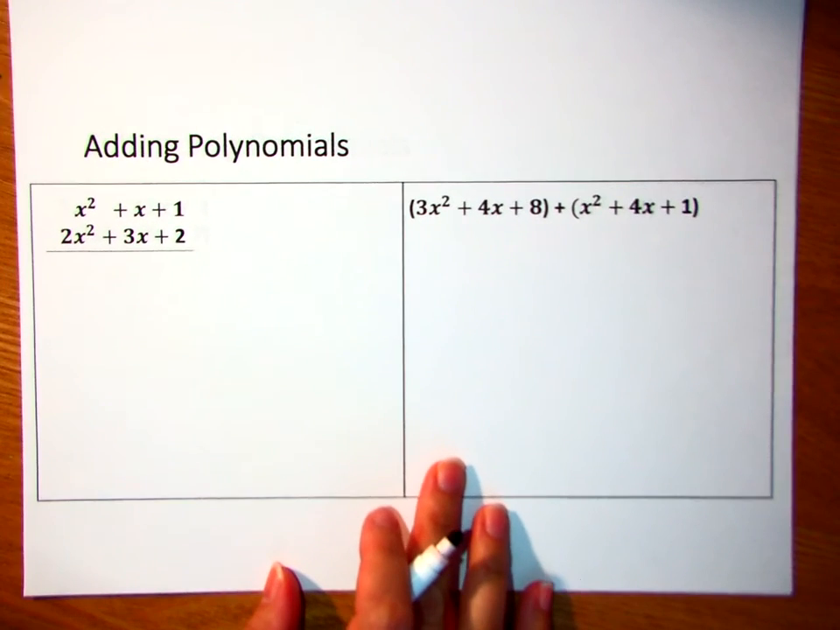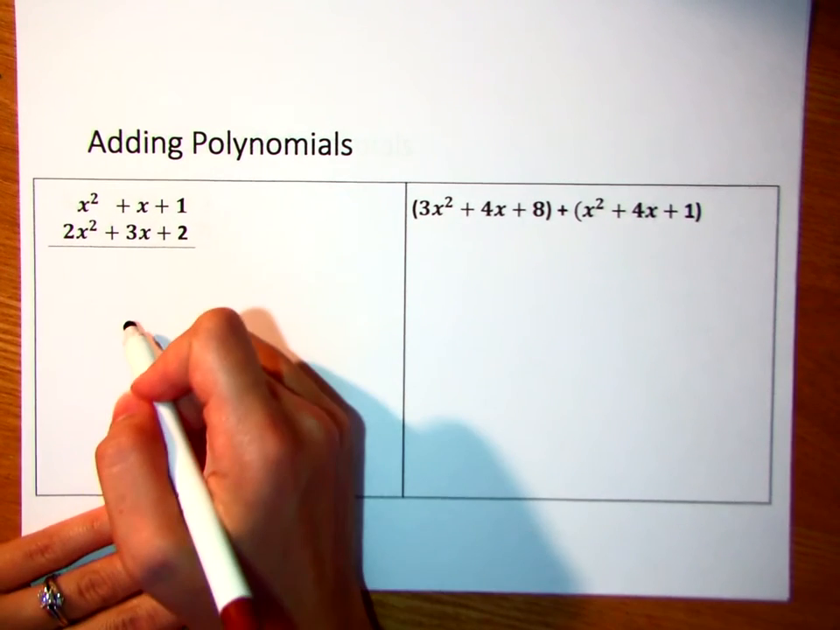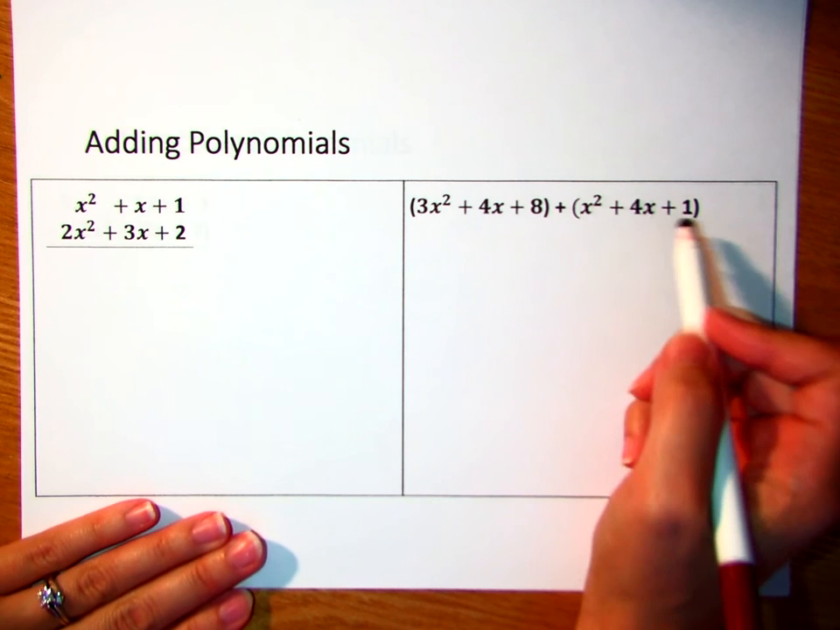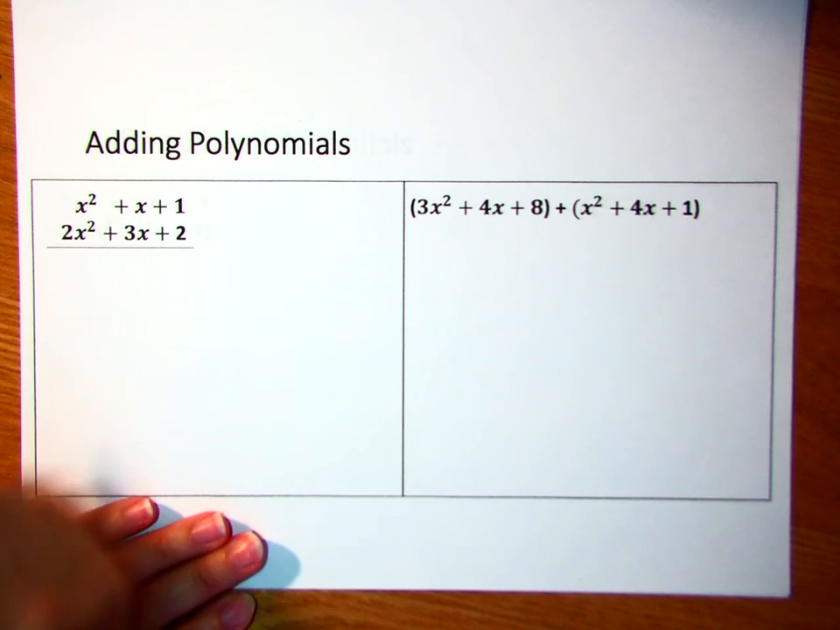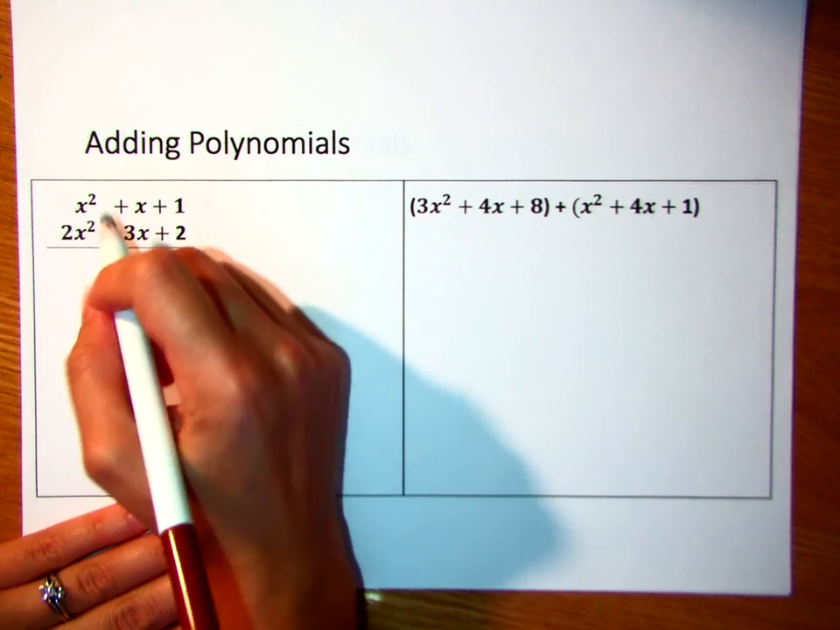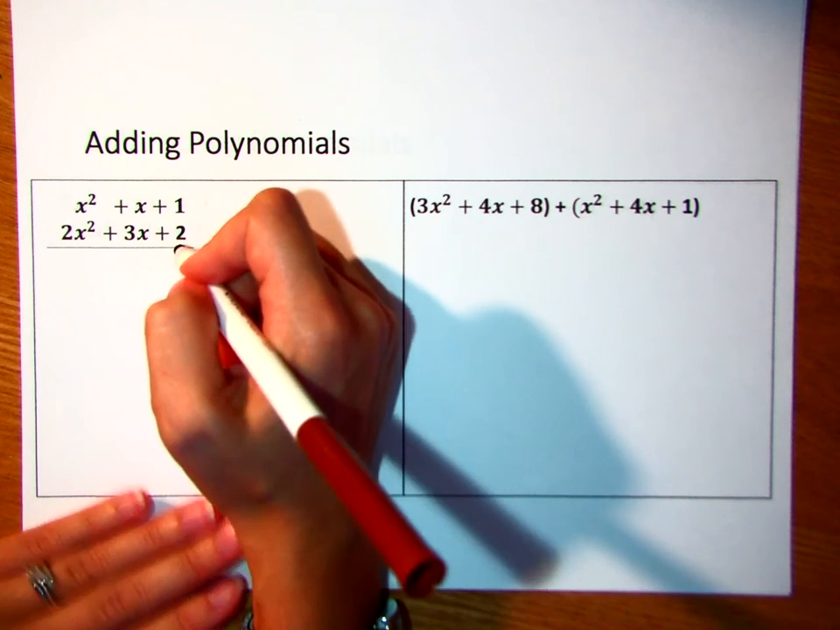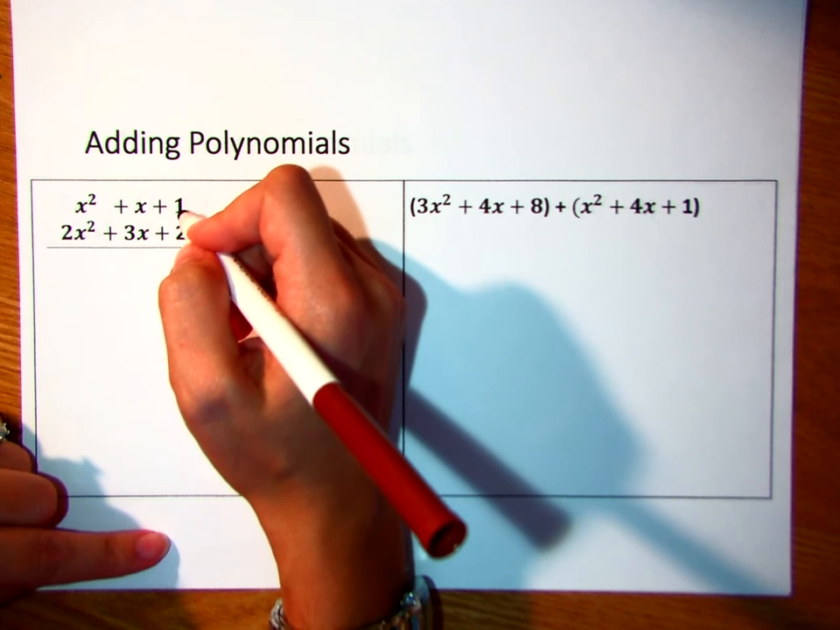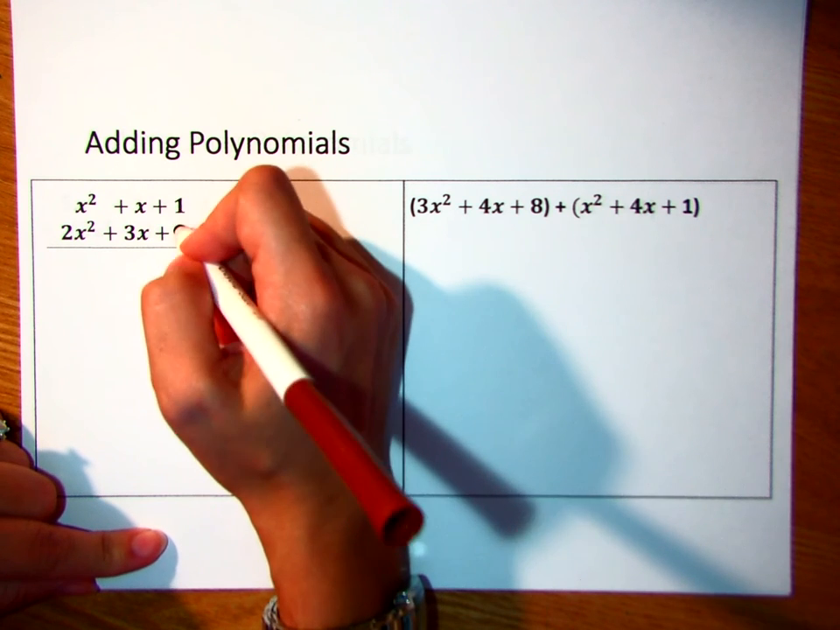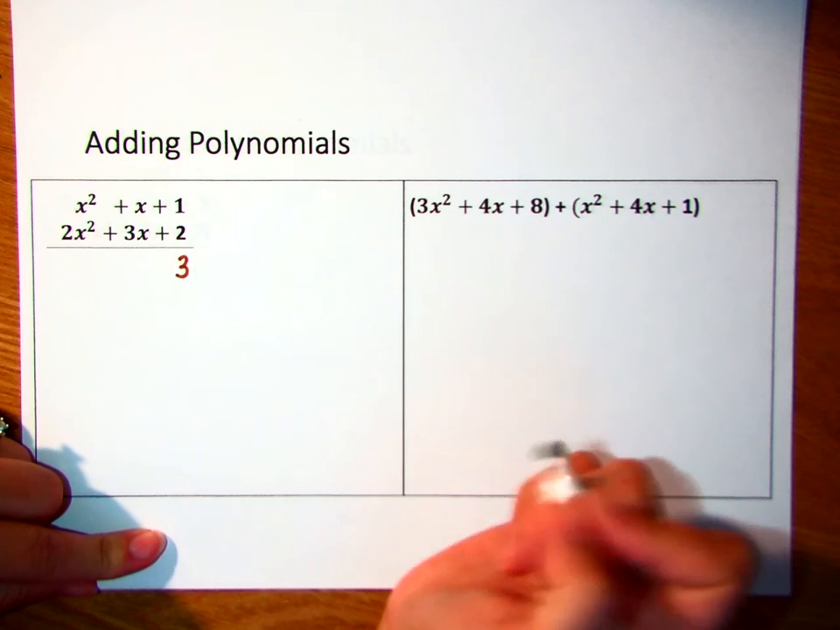When we add or subtract polynomials, we can do it either vertically in this case or horizontally. So we're going to look at both. Vertically, you want to line up your exponents. So in this case here we have our numbers, so we can just add them together. So 1 plus 2 is 3.